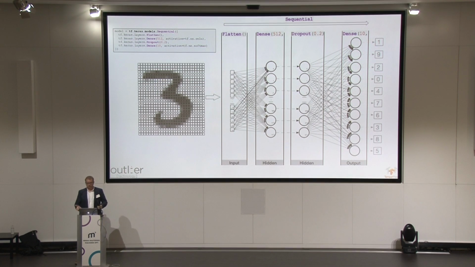Bit of basic multiplication, 512 neurons times 784 features gives us 400,000 odd connections, and that number will come back to haunt us in a minute.